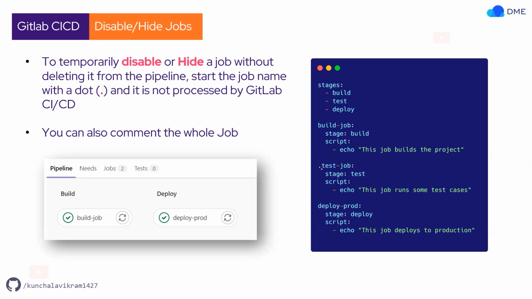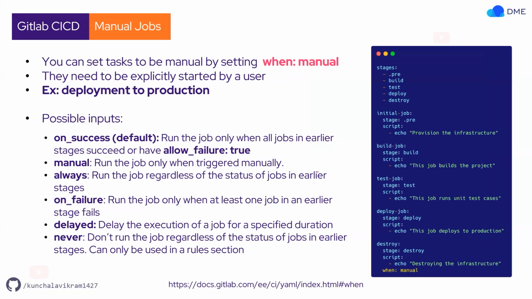So there are 2 ways to disable a job. One is you can comment out this whole part. Otherwise, simply put a dot at the beginning of the job name, and that job will be disabled. So that is one thing.